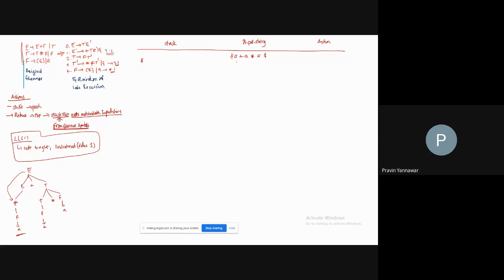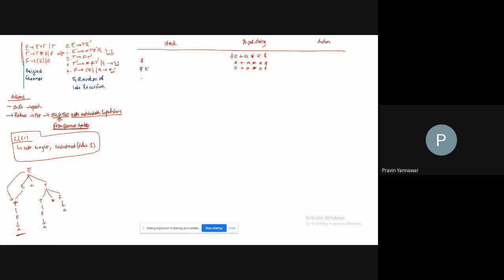So what is remaining is A plus A star A dollar. Okay, then what is going to happen? We need to go for a production so that we can match our substitution on the stack with respect to the input string. We start with the leftmost non-terminal, that is E, and what is left is A plus A star A dollar.